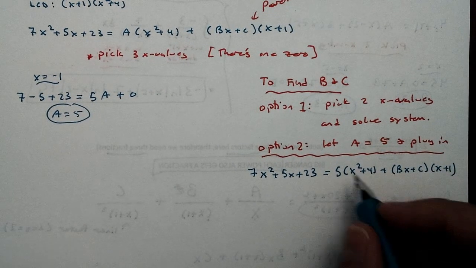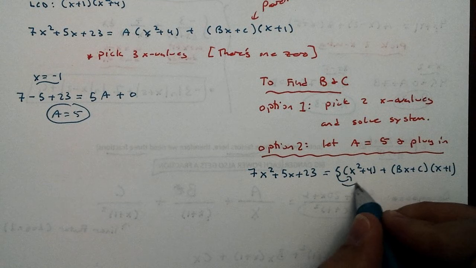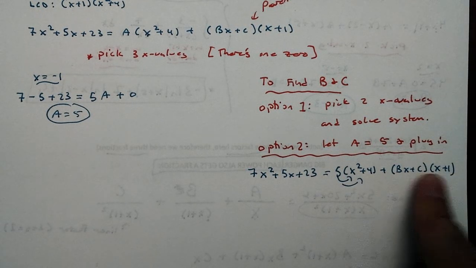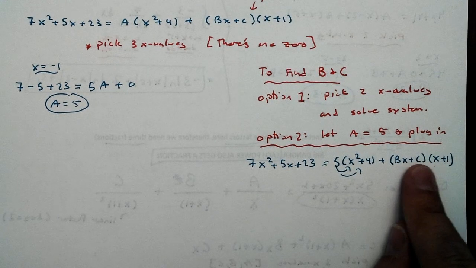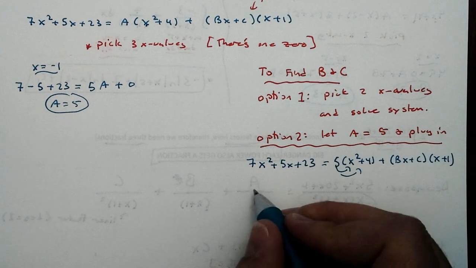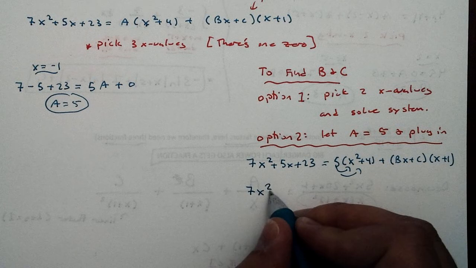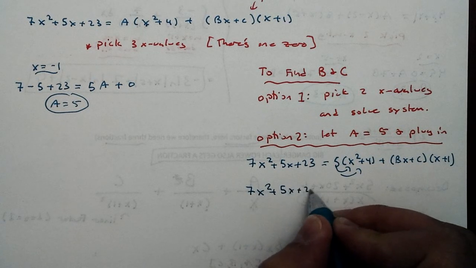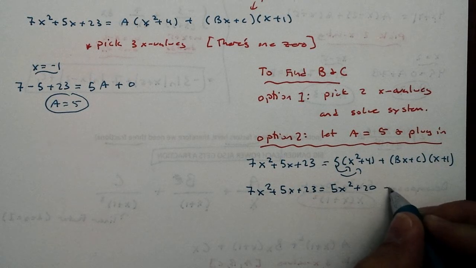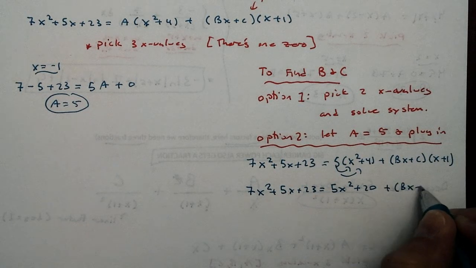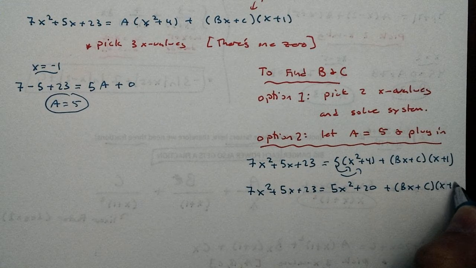Next, I'm going to use my algebra. I am going to distribute the 5. Do not distribute this, okay? Don't distribute that. That becomes a mess. That's ugly. We don't like that. That's going to give me 7x squared plus 5x plus 23 equals 5x squared plus 20 plus (bx plus c) times (x plus 1).